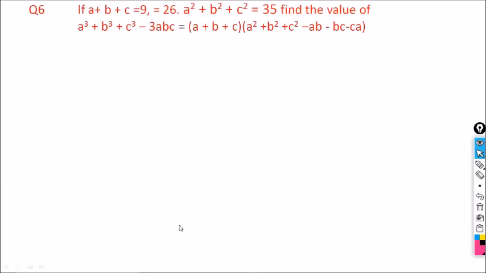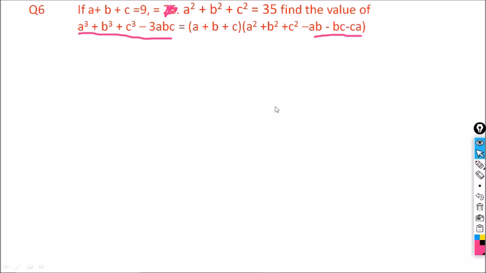Let us try another problem here, the same kind of problem, where a plus b plus c is given as 9 and the value of a square plus b square plus c square is given as 35. And it is asked to find the value of a cube plus b cube plus c cube minus 3abc. The process for this question is the same. In this problem, the one thing that is missing is ab plus bc plus ca.